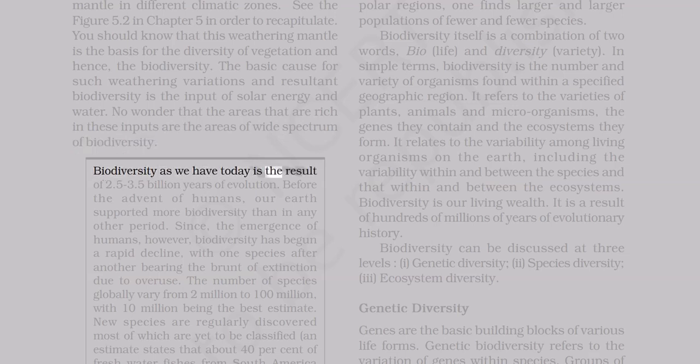Biodiversity, as we have today, is the result of 2.5 to 3.5 billion years of evolution. Before the advent of humans, our Earth supported more biodiversity than in any other period. Since the emergence of humans, however, biodiversity has begun a rapid decline, with one species after another bearing the brunt of extinction due to overuse.